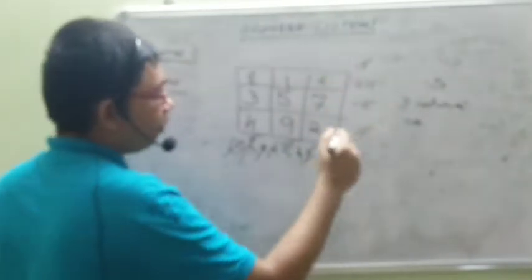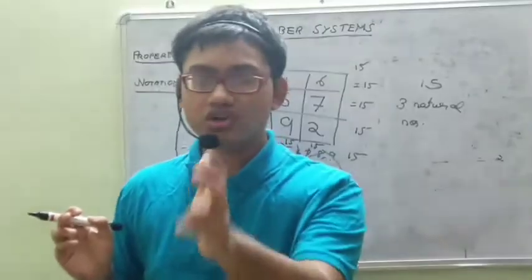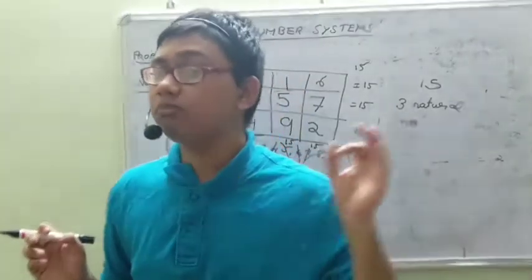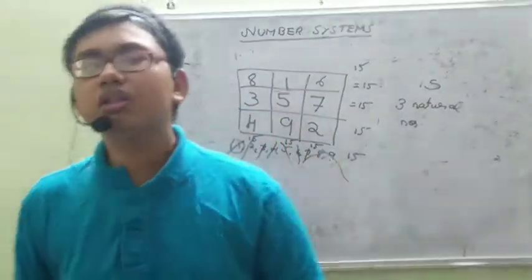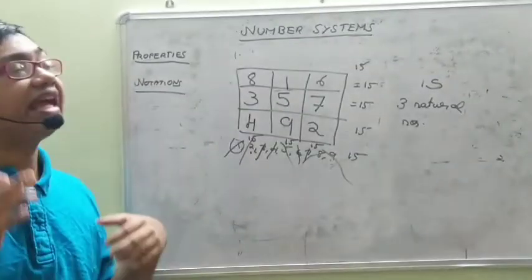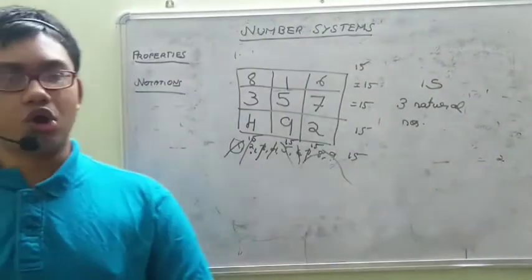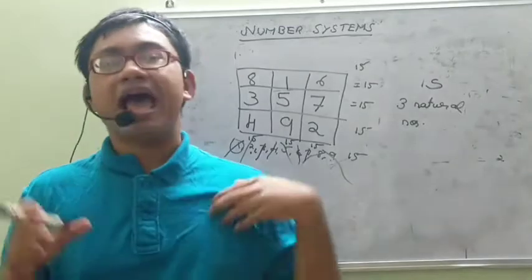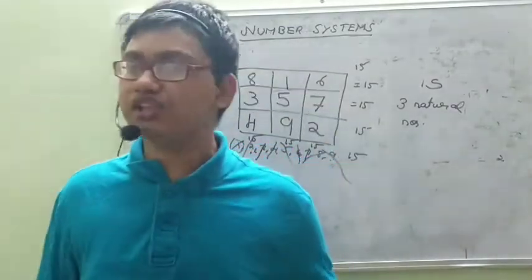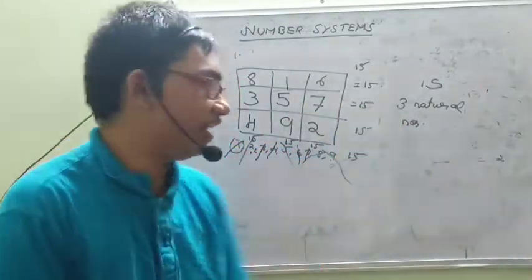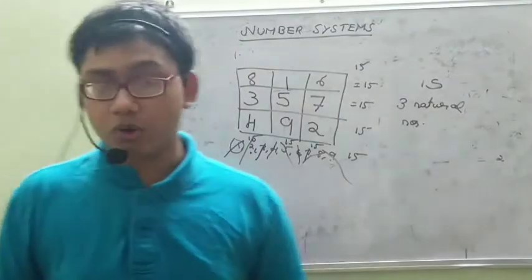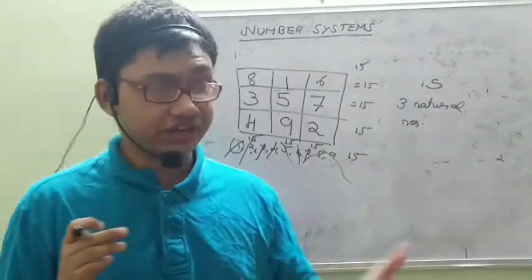1, 2, 3, 4, 5, 6, 7, 8. My God! We got 8 combinations of 3 numbers, the sum of which is equal to 15. So this is one interesting thing. You can take any numbers, preferably consecutive numbers, 9 numbers, and you can try as many magic squares as you want. It is too interesting.